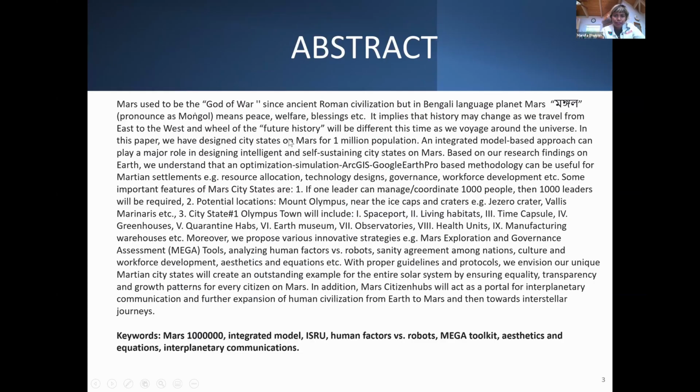So this is the abstract. I'll just speak the first sentence, and the other sentences I can break down in the later slides. Mars used to be the god of war since ancient Roman civilization, but in my native language, Mars means peace or blessings or welfare. So as we voyage from the east to west, we lose a lot of meaning and context. But we are talking more about imaginary time and real time, so a lot of things might come aligned. Let's see the next slide.